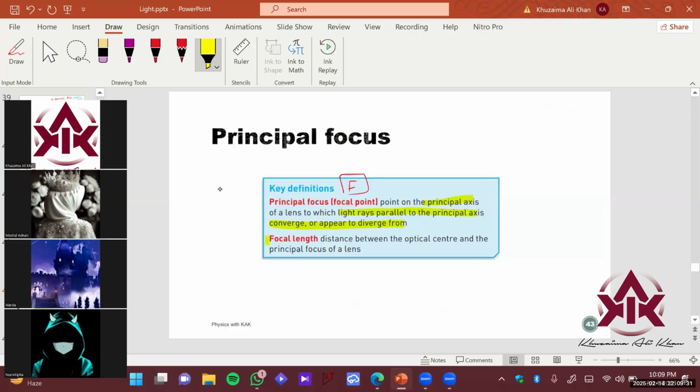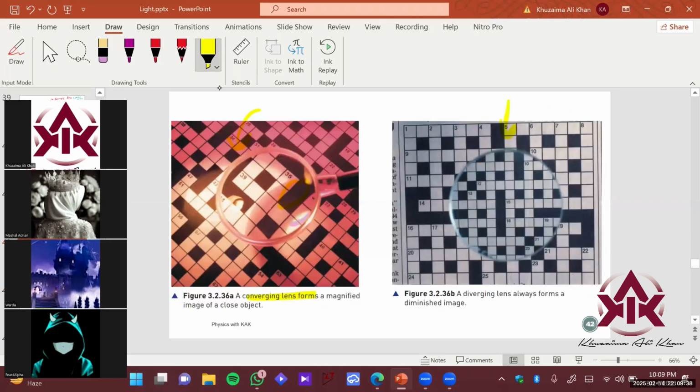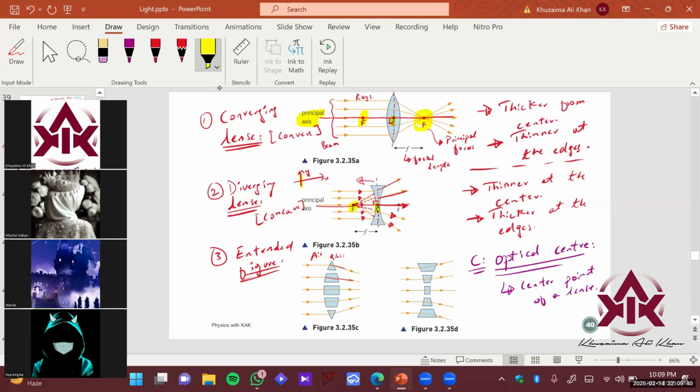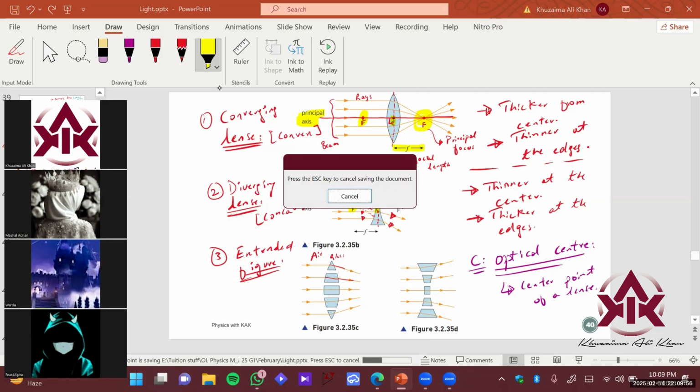Then we have focal length, that is small f, right? It is the length between the optical center and the principal focus of the lens. Okay, so this small f is your focal length, from the optical center to the principal focus here, right? Okay. So this is the introduction to the lenses here.